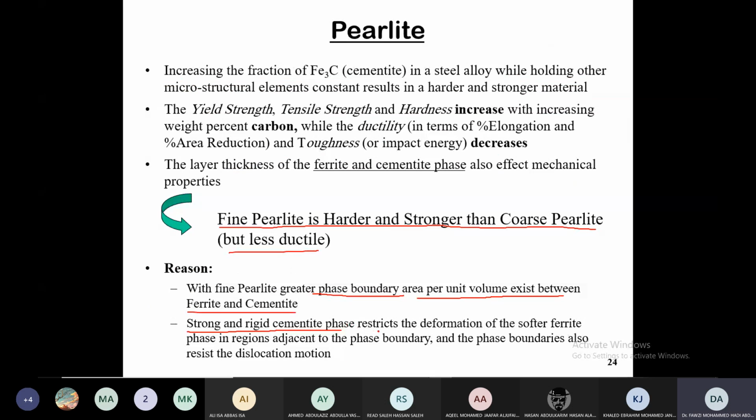The strong, rigid cementite phase restricts the deformation of the soft ferrite phase in the region adjacent to the phase boundary, and the phase boundaries also resist the dislocation movement there. So we have the phase boundary, the second phase boundary, and the grain boundaries, all restricting movement as well. This causes the perlitic structure to be harder and stronger. This is why fine perlitic structures are much harder and stronger, and less ductile, than the coarse perlitic structure.